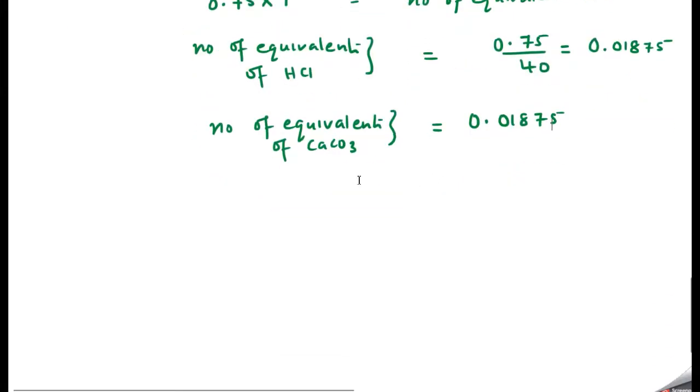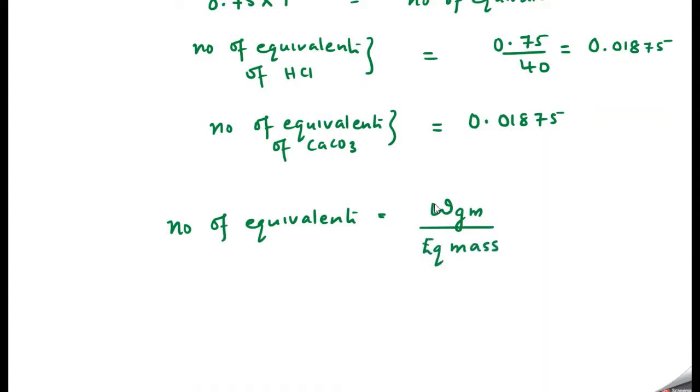Now what we need to find out? We need to find out the mass of calcium carbonate. We know the general formula of number of equivalents. So number of equivalents is equal to weight in gram divided by equivalent mass. Correct? So number of equivalents of calcium carbonate we know. We will substitute here 0.01875. Weight in gram of calcium carbonate is what you need to find out, so that I will keep. What is the equivalent mass of calcium carbonate?